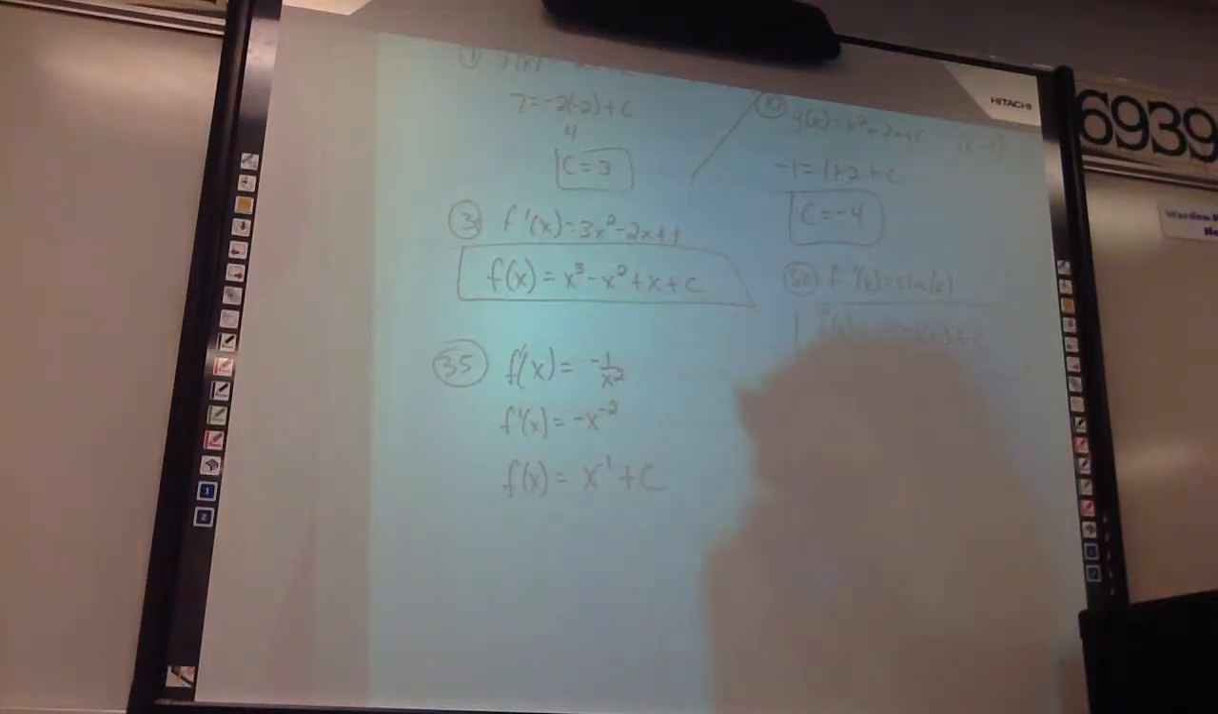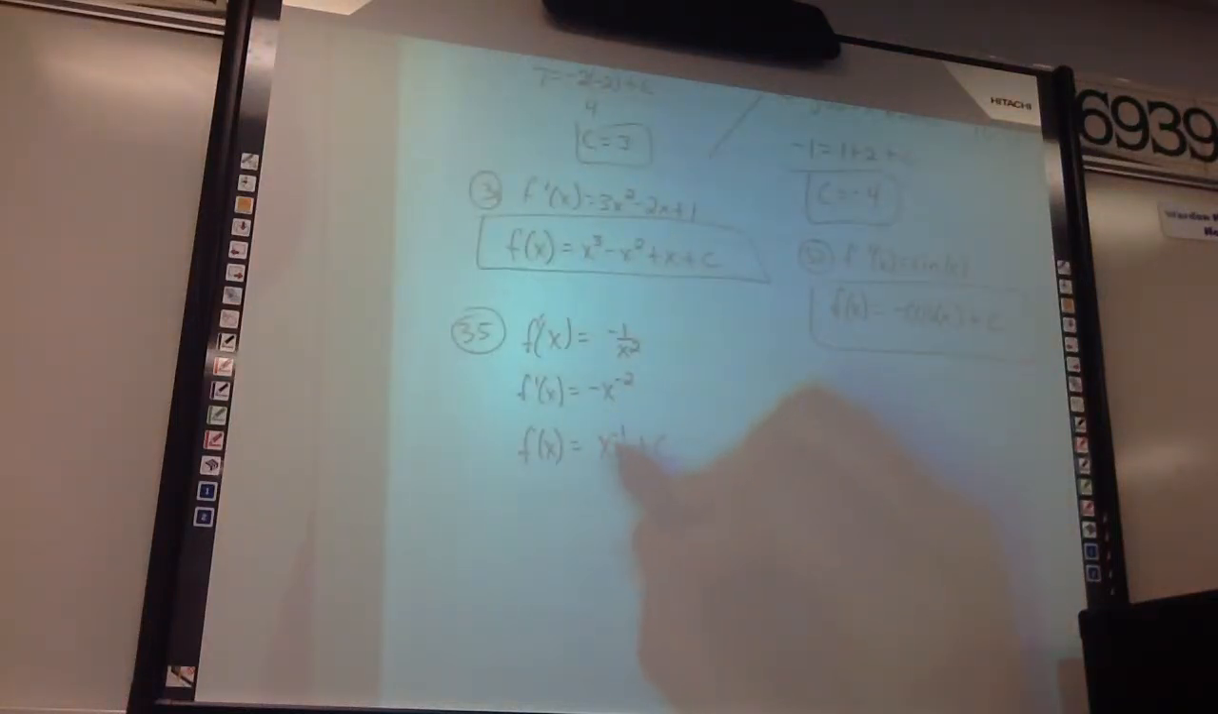It's not negative x? No, because if you do the derivative of this, the negative 1 will come down and you'll have your negative. Wait, it was negative 1 over x? Which is 1 over x too, right? Yes. Okay. And it wants you to go through the point (2, 1).